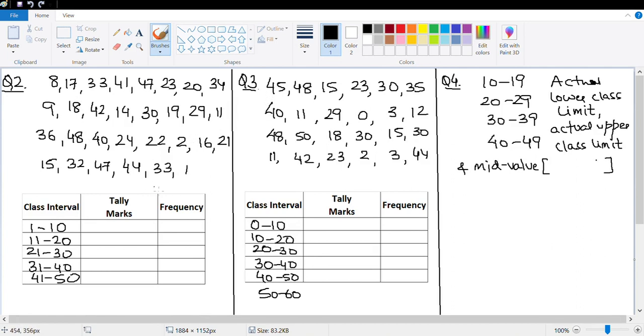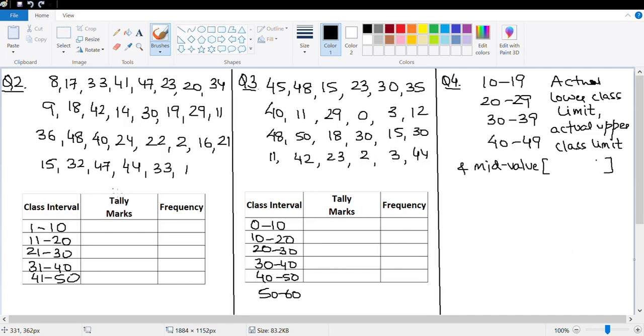Taking class interval as 1 to 10. So I have already written that class intervals are 1 to 10, 11 to 20, 21 to 30, and the last one is 41 to 50. Make a frequency table. So we've done this earlier. We make tally marks because it's easier to count. Otherwise, if I have to count 8, 9, it will become very difficult. So I make it in the form of tally.